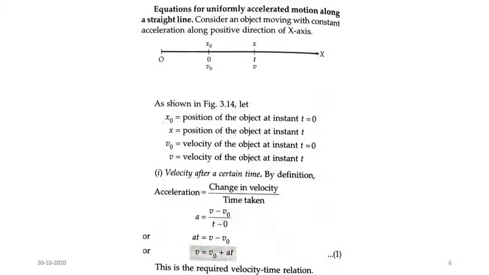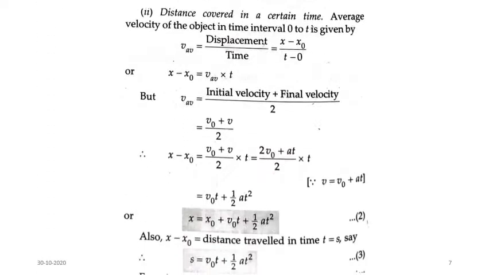Fine. Let's move to the next equation. Distance covered in a certain time. Now, the average velocity of an object in the time interval 0 to t is given by, we know velocity equals displacement by time taken.